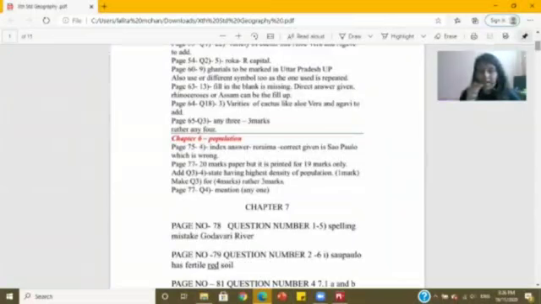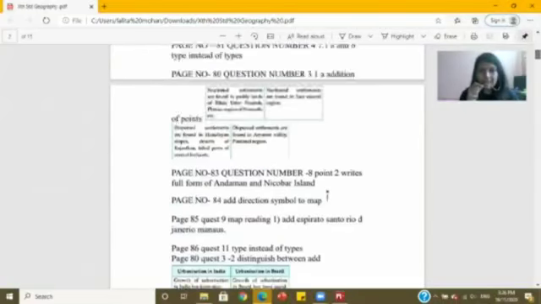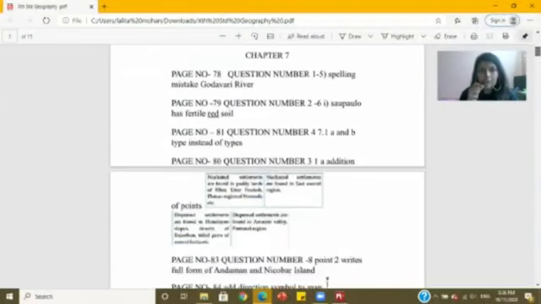Then we have page 77, question number 3. It has to be for 4 marks instead of 3. Page 77, question number 4. You have to solve any one. These were the corrections from chapter 6 population. We are moving ahead to chapter 7, that is human settlement.